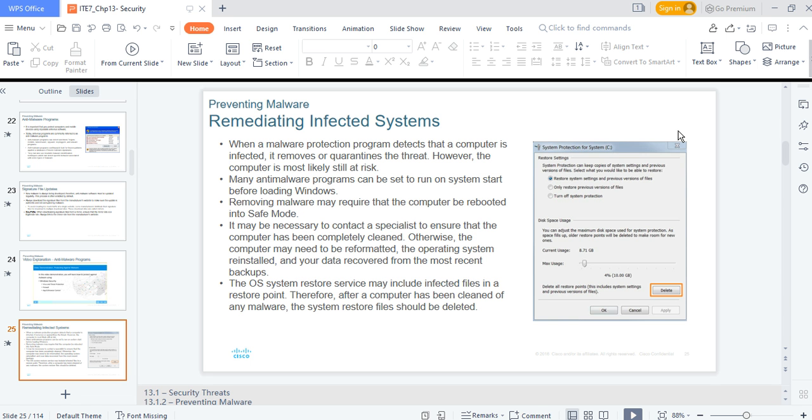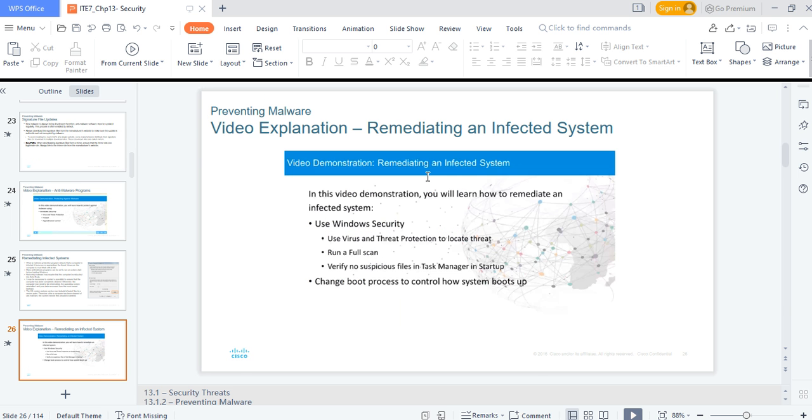Okay, remediating infected systems. When you have an infected system, you don't want to have that. If you do, most of the time you can roll back, you can do a Windows restore. When a malware protection program detects that a computer is infected, it removes or quarantines the threat. However, the computer is most likely still at risk. So many anti-malware programs can be set to run on start, before loading Windows. Removing malware may require that the computer is rebooted in safe mode, right? So you want to ensure you do this if you still have indicators of compromise, right?